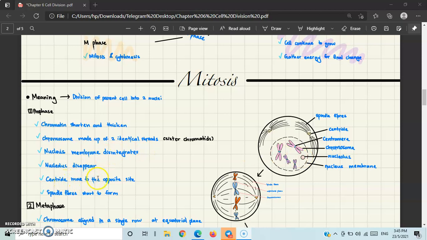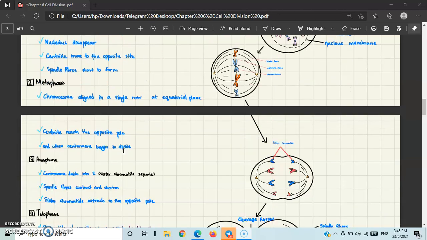Centriole moves to the opposite poles. And then spindle fiber starts to form. As you can see here, the centriole starts to form the spindle fiber. So that is what occurs in the prophase. After that, metaphase.